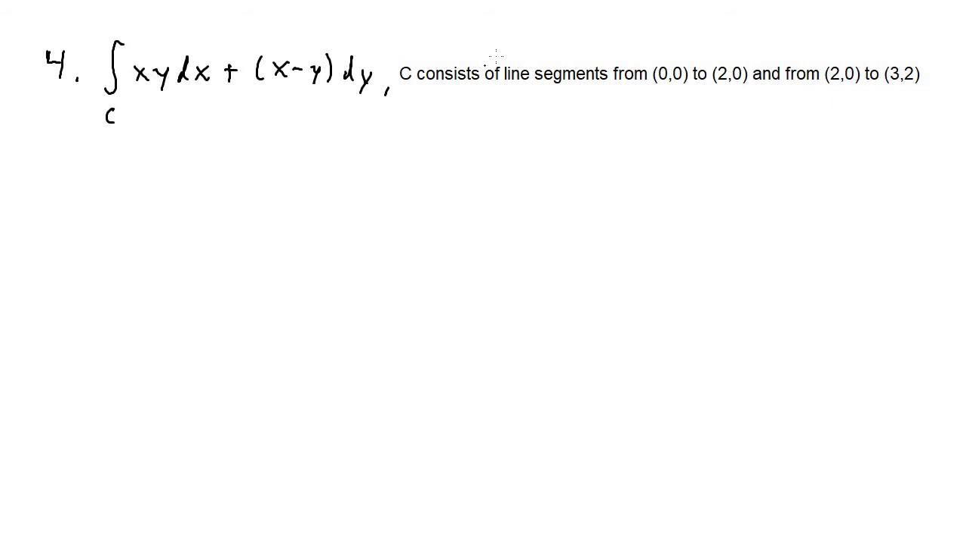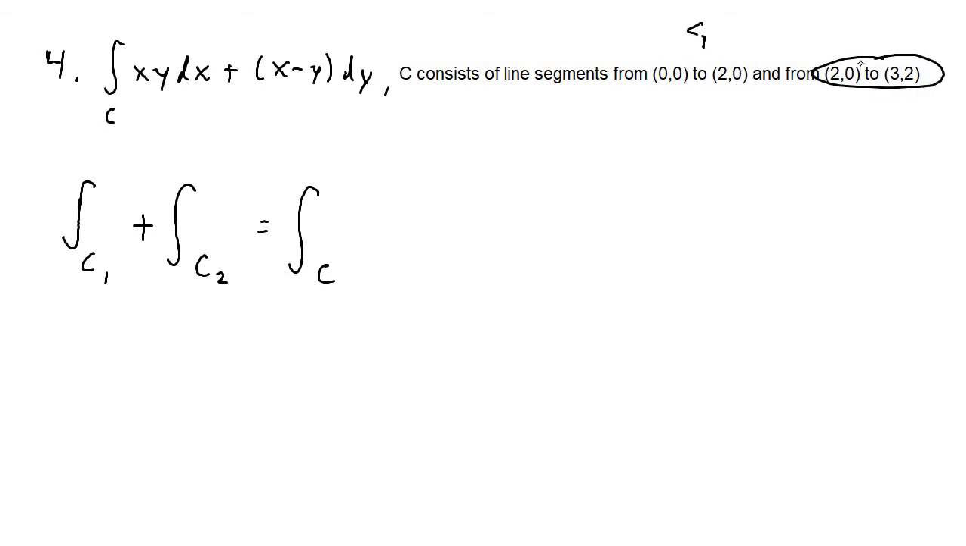Now realize that C consists of two line segments. So what we can actually do here is break this up into one line segment and another line segment. So if we take the integral of the first line segment, C1, plus the integral of the second line segment, C2, we'll get the integral of both line segments, C. So from 0, 0 to 2, 0, that is going to be line segment 1, and from 2, 0 to 3, 2, that is going to be line segment 2, or C2.